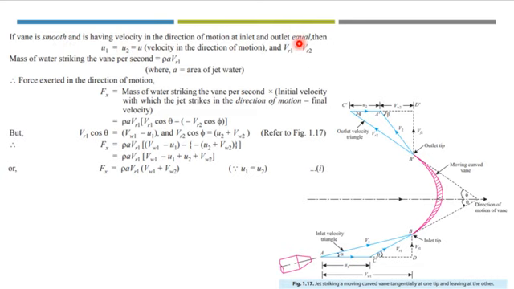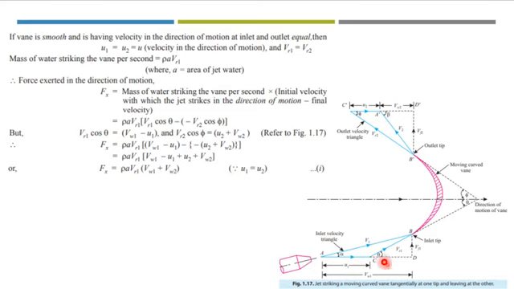Now if vane is smooth and is having the velocity in the direction of motion at inlet and outlet equal, then U1 and U2 both will be equal to U, and in that case VR1 will be equal to VR2, as we have discussed. So mass of water striking the vane per second will be rho A VR1, where A is area of jet of water. So now we can calculate force exerted in the direction of motion. So Fx is equal to mass of water striking the vane per second into change in velocity according to impulse momentum equation.